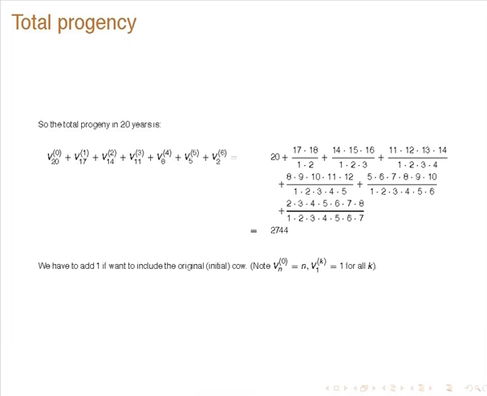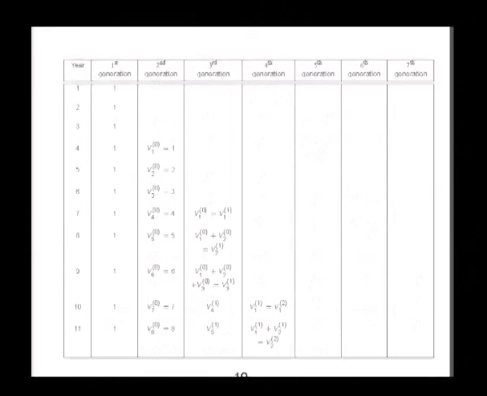So, the total progeny produced by the cow is 20, 17, 1 plus 17, 14, 2, etcetera. So, 20 plus 17 into 18 by 1 into 2 plus 14 into 15 into 16 by 1 into 2 into 3, etcetera, etcetera. Okay. So, finally, it will be 2744. So, we have to add 1 if we want to include the original initial cow also. So, that will be the total number. So, this is the direct application of the result.